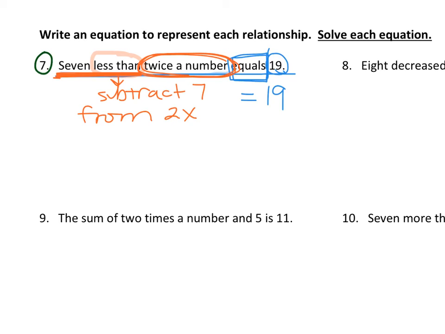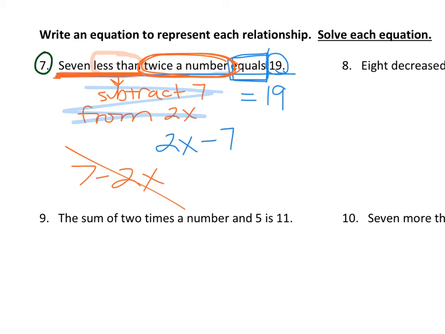Now, I wrote that out in words on purpose because this does not mean 7 minus 2x. This is incorrect. Do not write that. I know it's very tempting to write that because that's the order that the words are. But we want to say that we're subtracting 7 from 2x. So I have 2x, and I am subtracting 7 from that. So there's the equation that you should have.